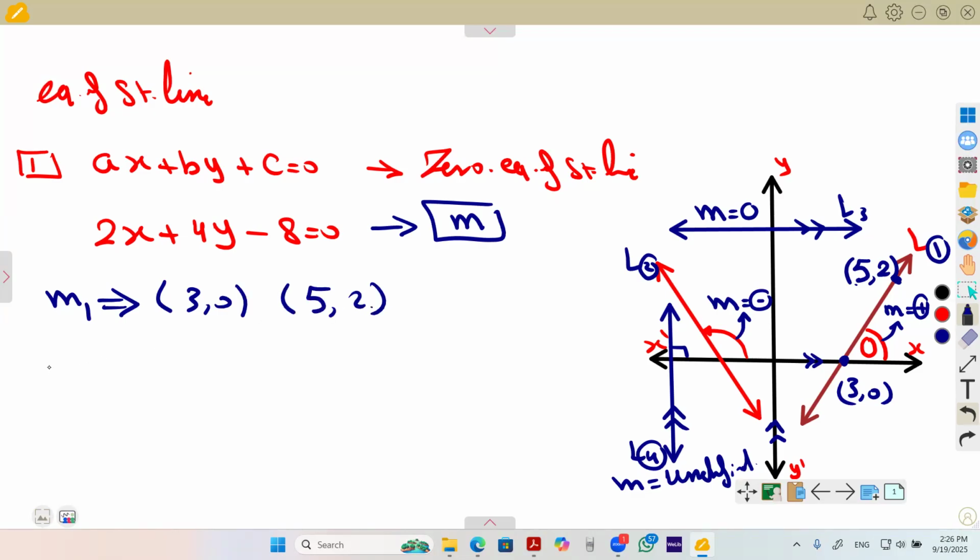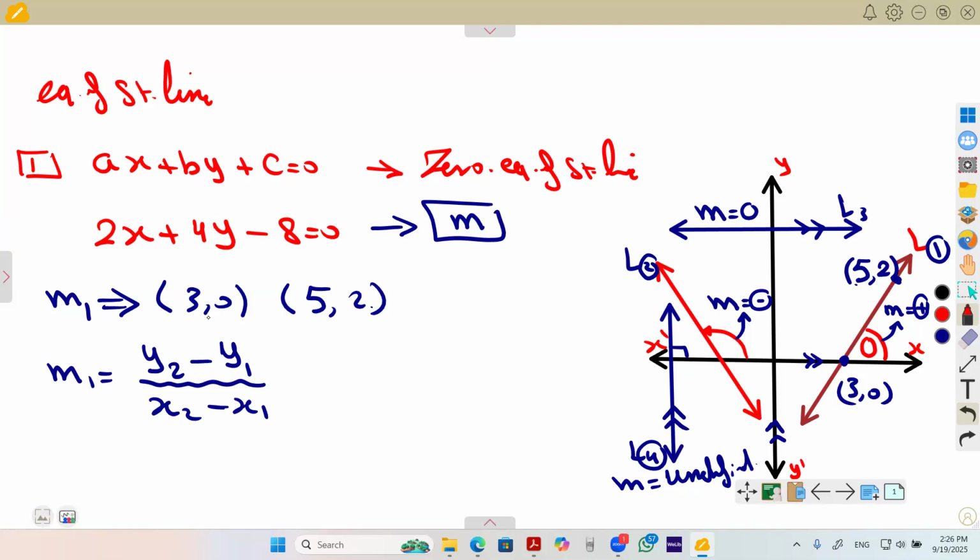It passes through the points (3, 0) and (5, 2). The slope is y2 minus y1 over x2 minus x1. What are y2 and y1? What are x2 and x1?